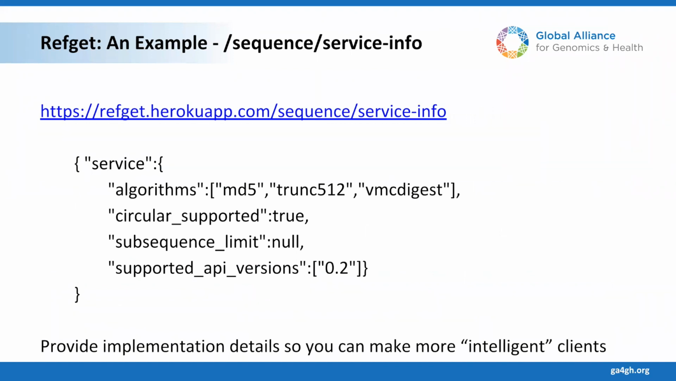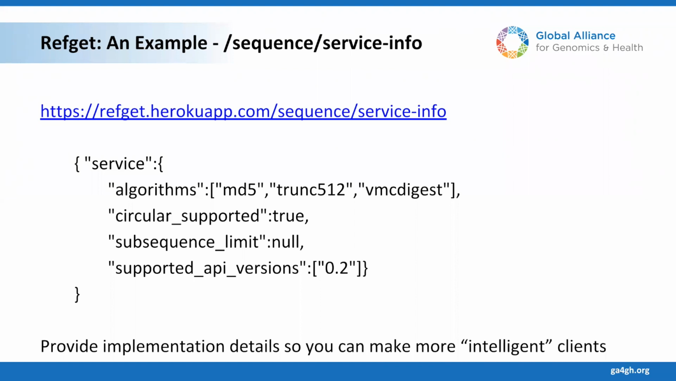Now, one of the things you might say from that is, this is really difficult to know what a service actually implements. To solve that, we have another endpoint called service info. Service info will provide information such as the algorithms that a service supports. So here, this is from the Refget Heroku version. And you can see here that it supports MD5, trunk 512, and another naming algorithm called VMC Digest. You can also see certain capabilities of the server being expressed here.